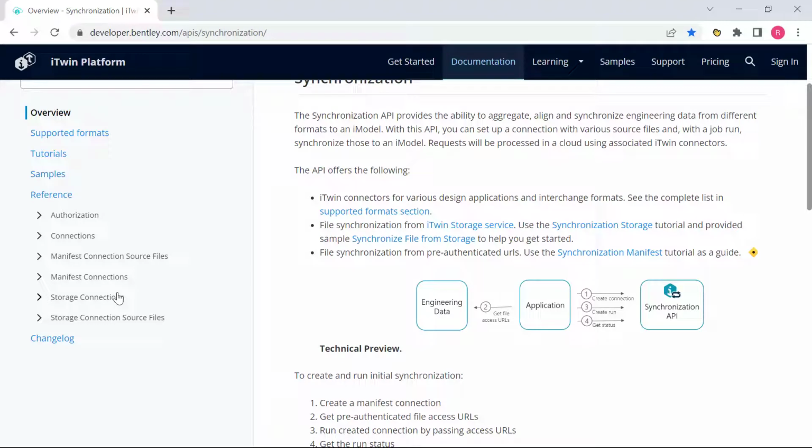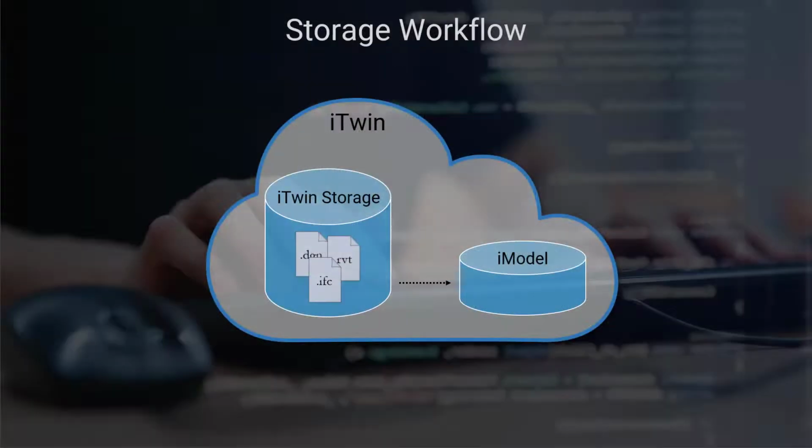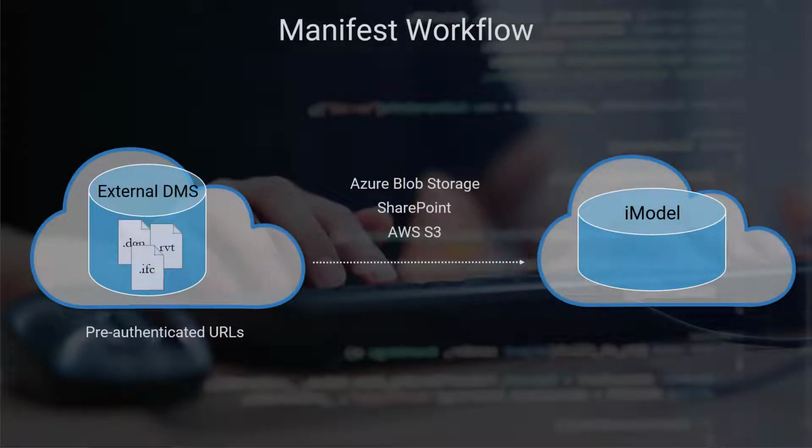Now, these calls cover the two workflows that we talked about, the manifest workflow and the storage workflow. Just a quick recap. The storage workflow is when we use iTwin storage to upload our design files and then we synchronize from there. And the manifest workflow is when we use an external DMS like Azure Blob Storage or SharePoint, and we directly synchronize our files using pre-authenticated URLs.